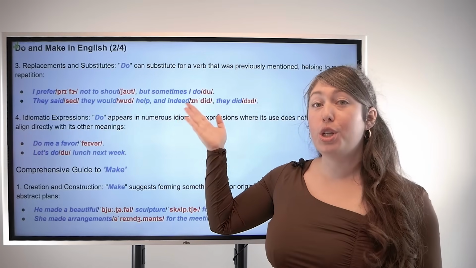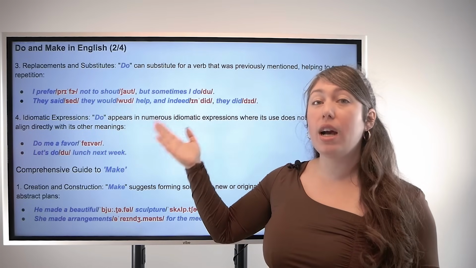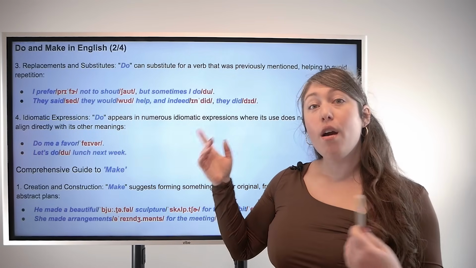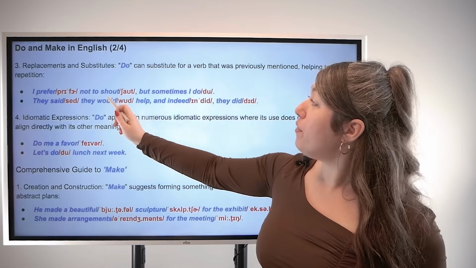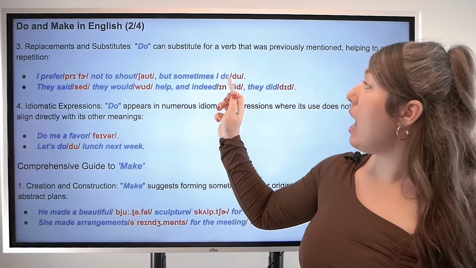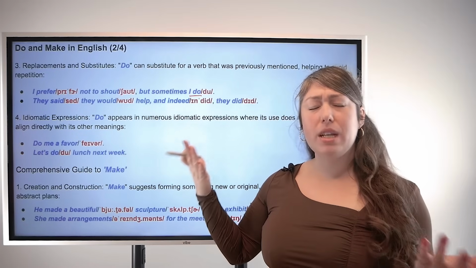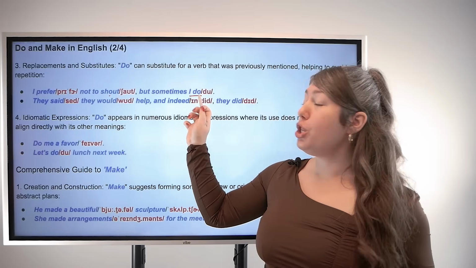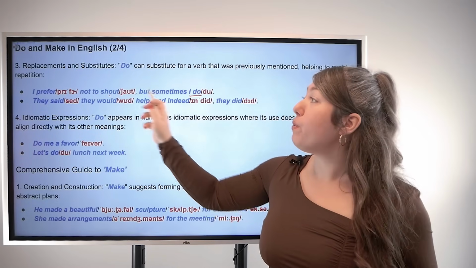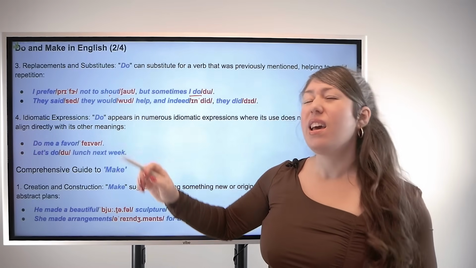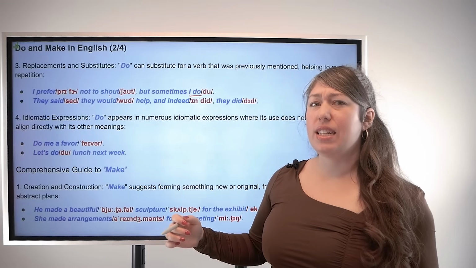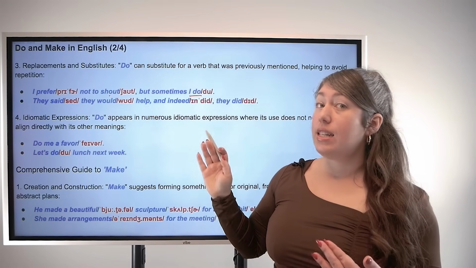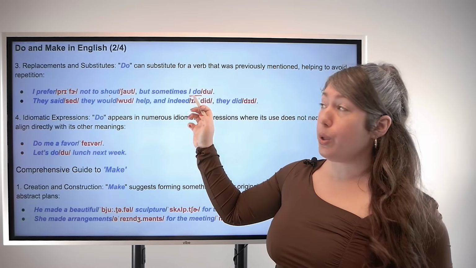We can also use do as a replacement or a substitution instead of repeating the same part of the sentence again. For example, I prefer not to shout, but sometimes I do. But sometimes I do what? Shout. So here, do is being used instead of repeating this part of the sentence. It would sound a bit strange and redundant to say, I prefer not to shout, but sometimes I shout. Instead, we replace it with do.